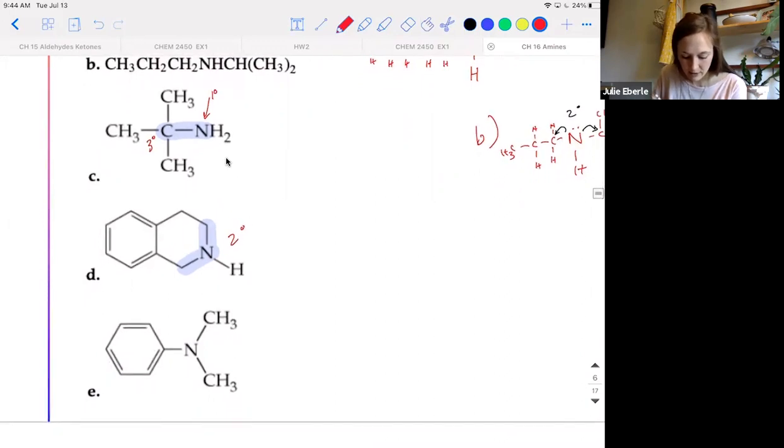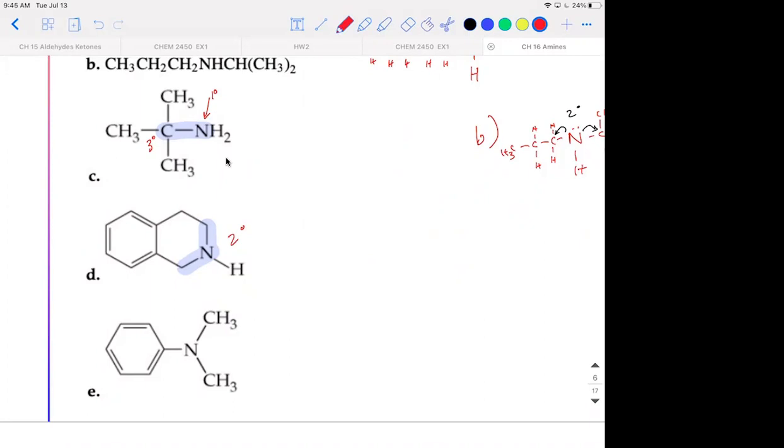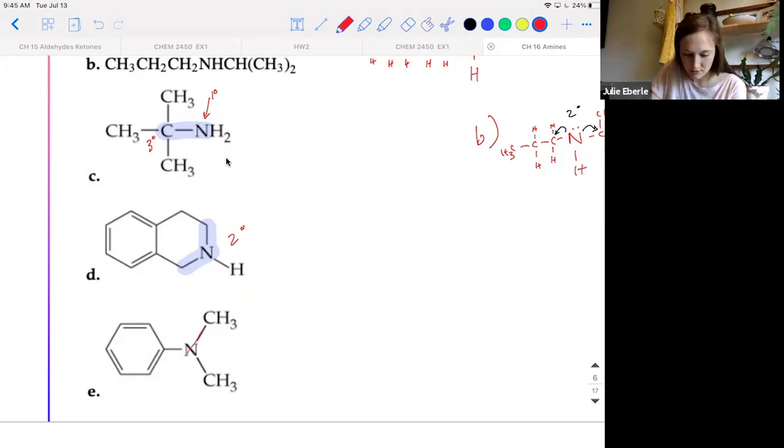Okay, E, we can go ahead and look at E. What do y'all think E is? Is it tertiary? Yes, it is. We have a nitrogen, whoops, I meant to highlight. 1 nitrogen-carbon bond there, 2, and then 1 more right here. So this is tertiary, for sure.